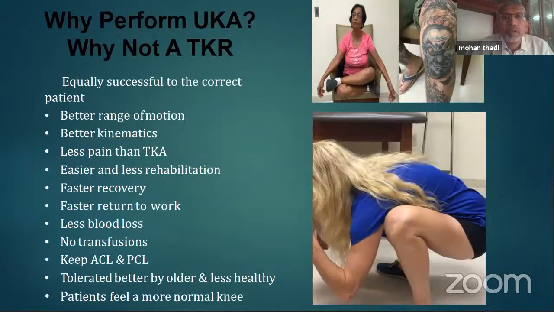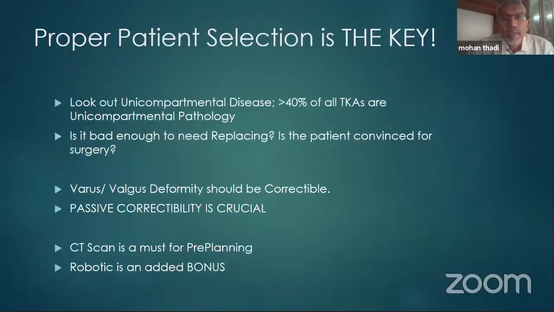So why perform a unicompartmental when there's a total knee option? Both are equally successful, but a unicompartmental has got a better range of motion, better kinematics, lesser pain, earlier rehab, faster recovery, faster return to work, lesser blood loss, obviously, almost no transfusions. You are retaining the ligaments, the cruciate ligaments are being retained, and it's much better tolerated by older, less healthy patients. The patients feel the knee is more normal. The forgotten knee score is much better, papers have shown, for unicompartmental arthroplasties. But ultimately, proper patient selection is the key. You can't do it in all patients willy-nilly.